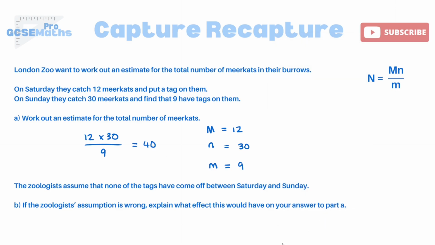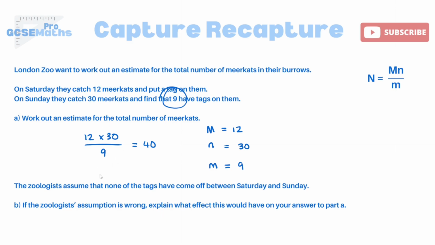There are 40 meerkats. We've also got now a slightly different part B. So the zoologists assume that none of the tags have come off between Saturday and Sunday. That's what we were saying in part B of the previous question, wasn't it? We've made that assumption. If the zoologist's assumption is wrong, so let's say that some of the tags have actually fallen off, explain what effect this would have on your answer to part A. So if the assumption is wrong, that means that some of the tags have actually fallen off, which means that this number here is too small. In reality, the 9 would actually be bigger.